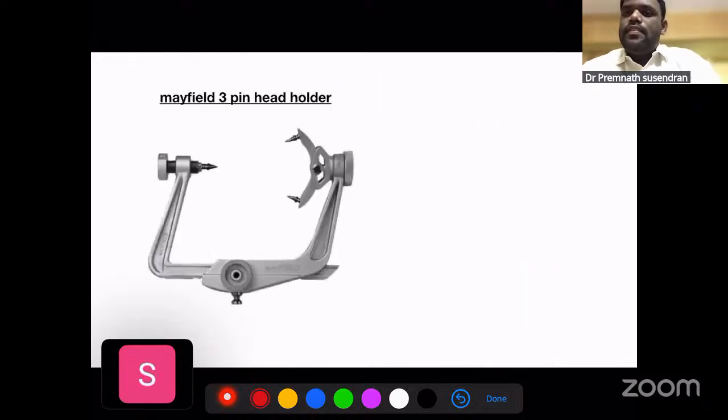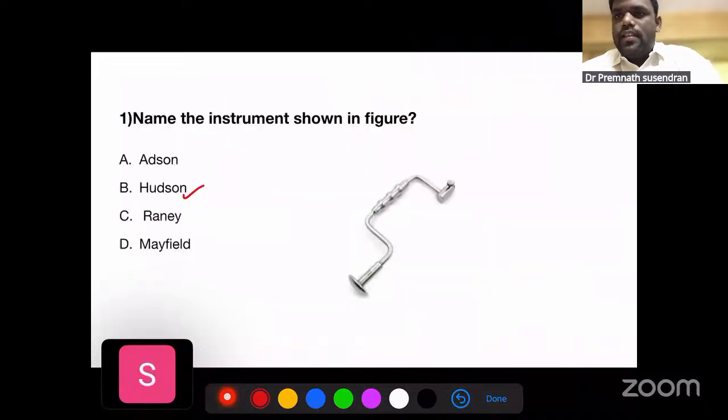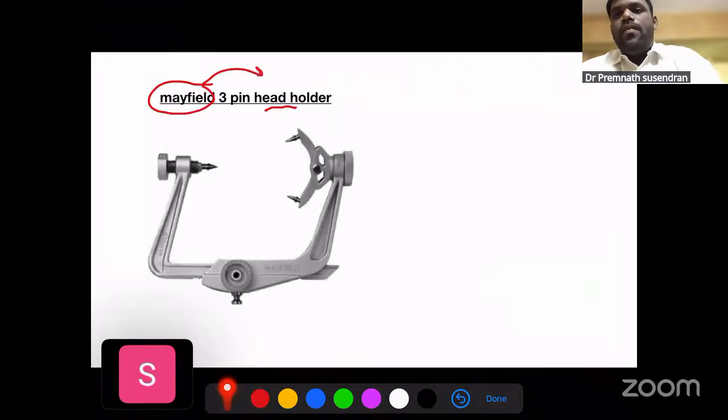The next instrument is the Mayfield 3-pin head holder. This is mainly used in elective neurosurgeries to hold the head in the correct position. So these are the common instruments. The previous one is Hudson brace. This is your Love Hudson dura dissector. This is your Rani's scalp clip. And this is your Mayfield 3-pin head holder. This is the number one question.